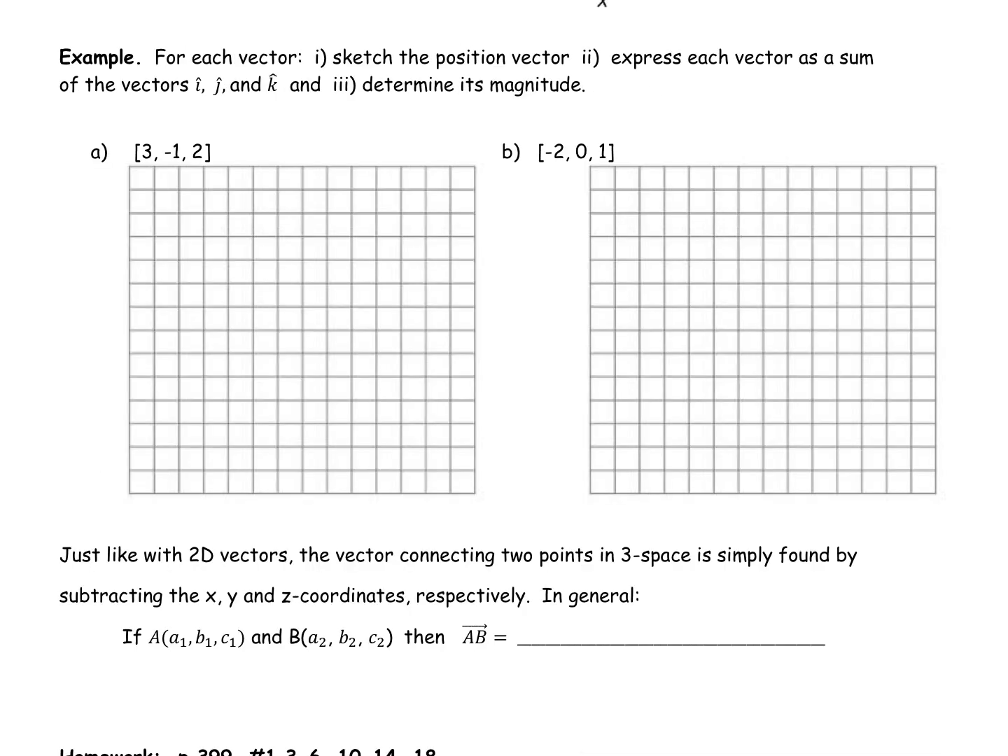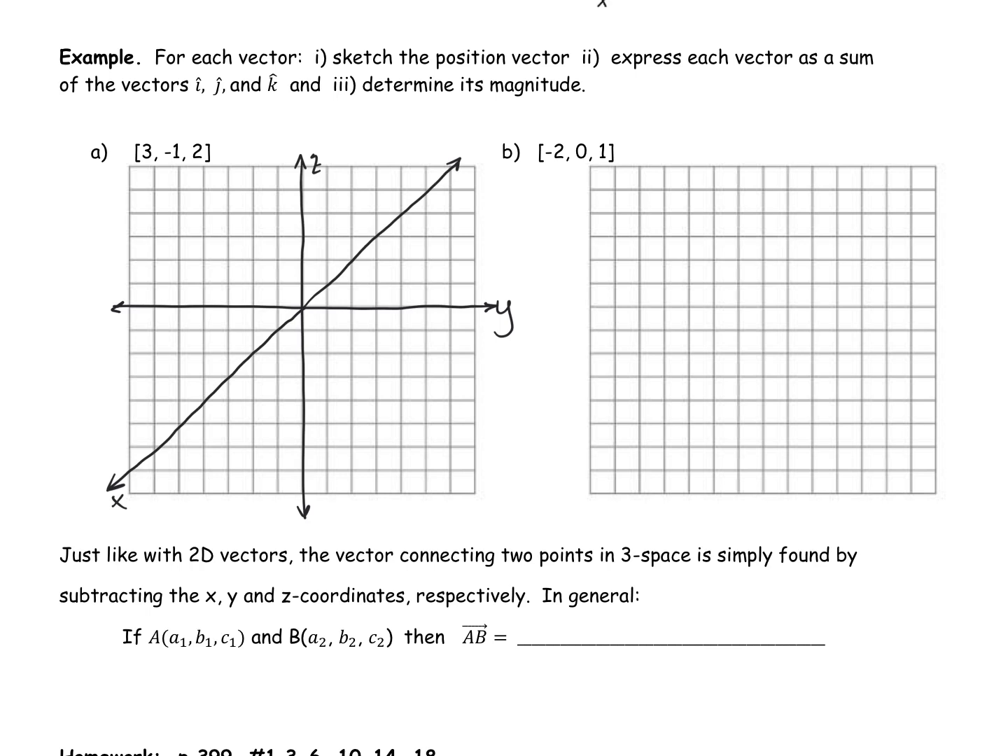Okay, so for this first question, we are going to sketch this position vector. We're going to express the vector as a sum of the unit vectors i, j, and k, so in unit vector notation, and we're going to determine its magnitude. So do yourself a favor, pause the video here, set up your grid, and at least try to plot the vector, i.e. plot the point, and then we'll take it from there.